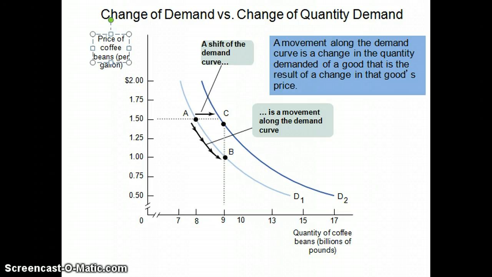I want to take a moment and look at the difference between a change in demand versus a change in quantity demanded. Here I have a demand curve for the price of coffee beans.